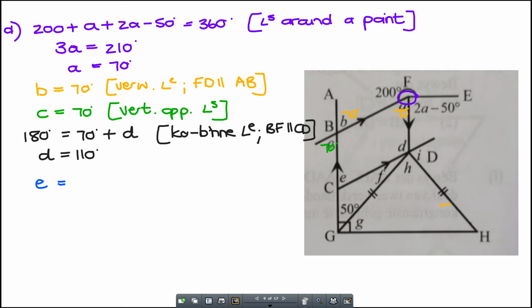Sien julle? So hierdie plus daai enetjie moet vir my 180. You guys see that? So remember the other day I said there's more than one way to get to exactly the same answer. So that's why these reasons are important, because I'm supposed to see how you were thinking.